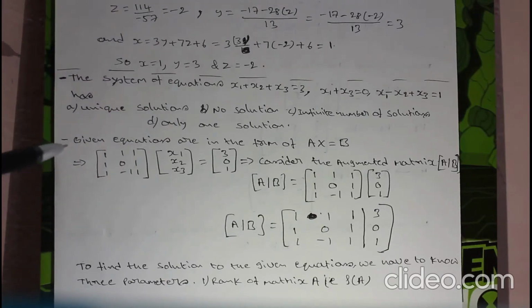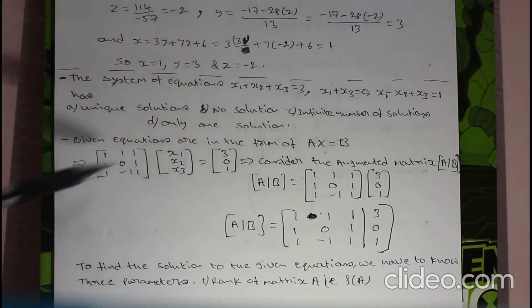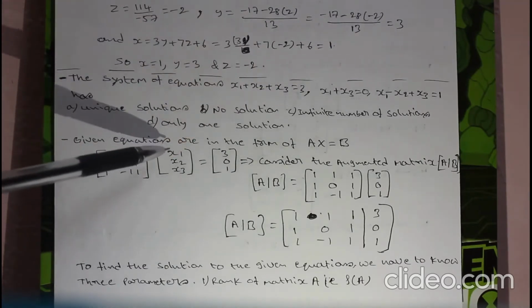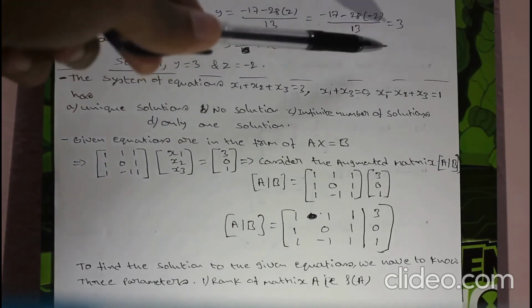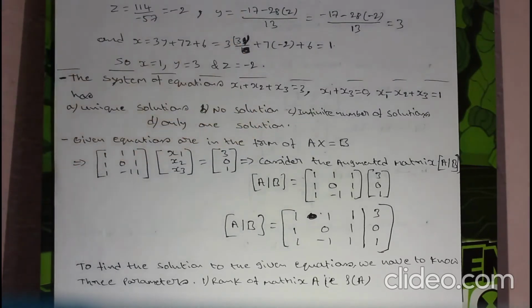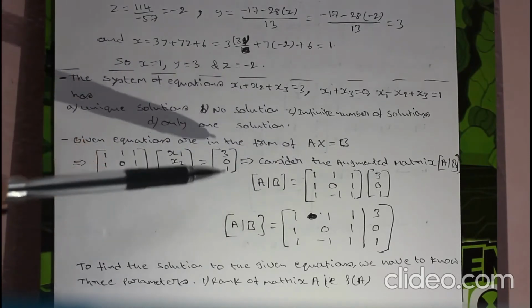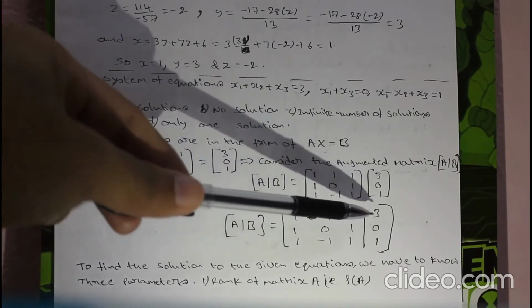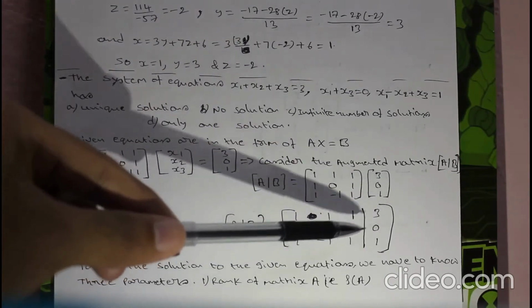So let us write the given equations in the form of Ax = B. The matrix A is [1 1 1; 1 0 1; 1 -1 1], the variables are three, x1, x2, x3, and B is [3; 0; 1]. Consider the augmented matrix A|B. For this, the matrix A|B is [1 1 1 3; 1 0 1 0; 1 -1 1 1].